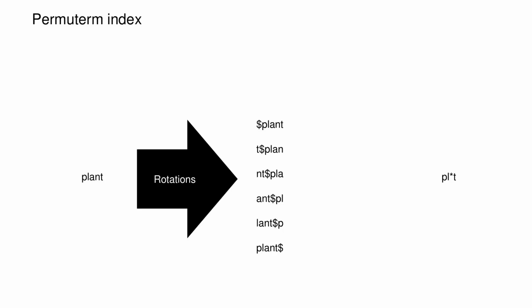Who would agree with that? Because T dollar PL whatever basically gives me the words that start with PL and end with T. That's because of the dollar sign, right? If I see T dollar PL whatever, I know it's a rotation of a word that has to end with T and start with PL.